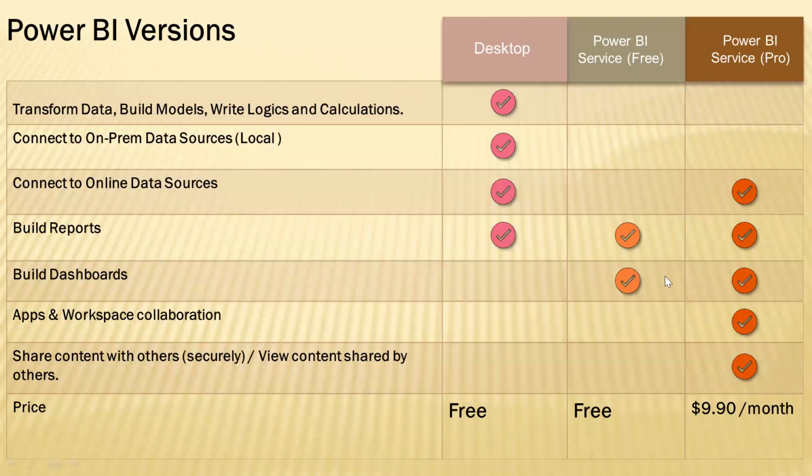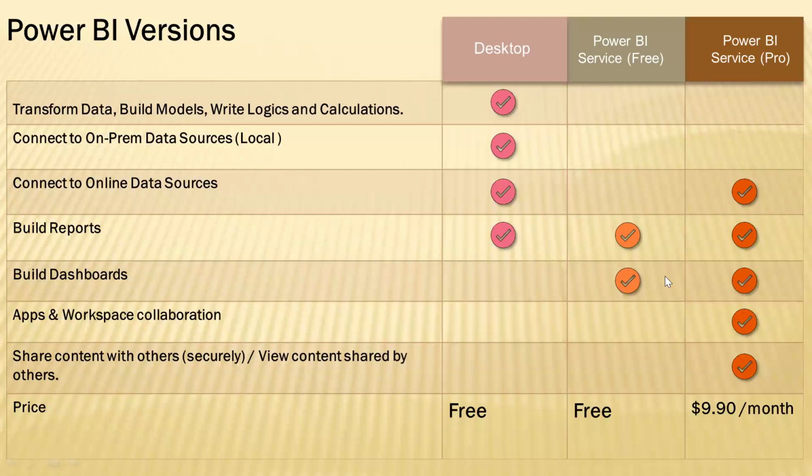Let's talk about it. Transform data, build models, write logic and calculations. These are all things we can do in the desktop version, which we can download from the Microsoft website. It's free and we can do all these things: transform data, build models, write logic and calculations. This is for developers. The desktop version is for developers.